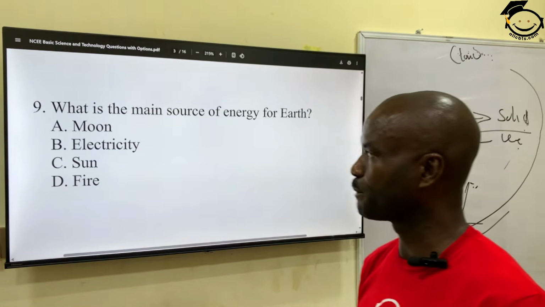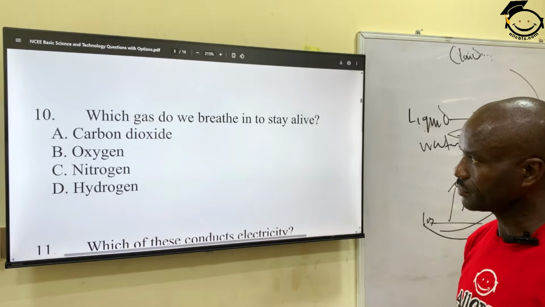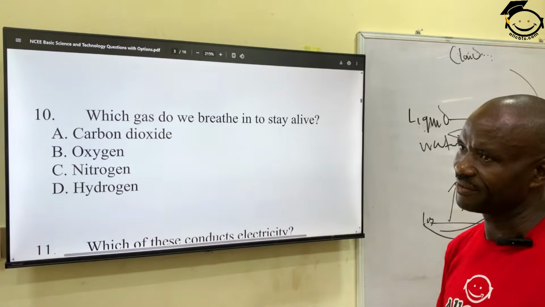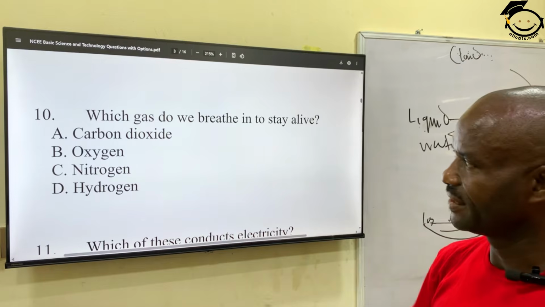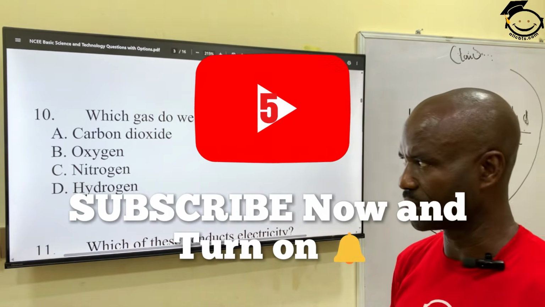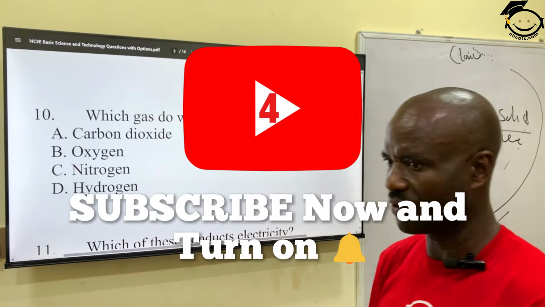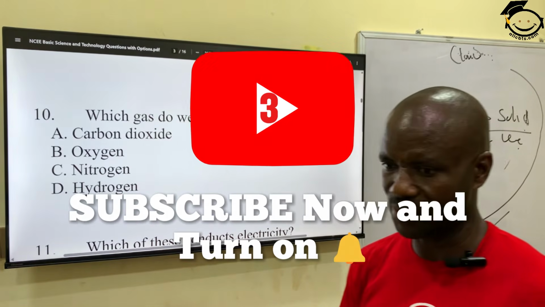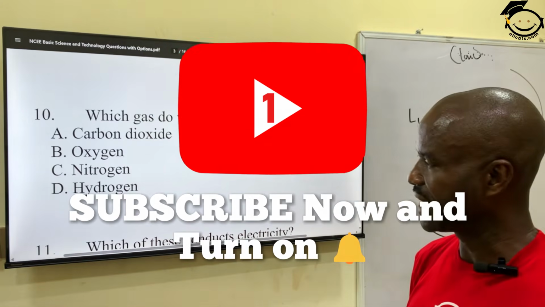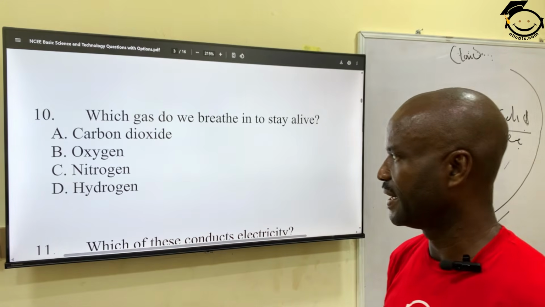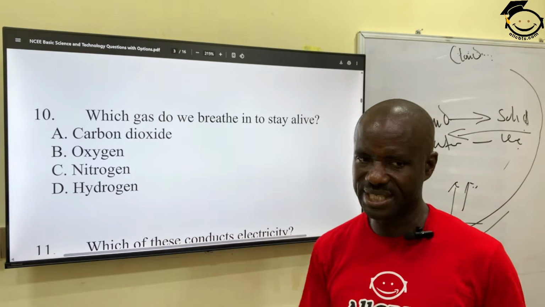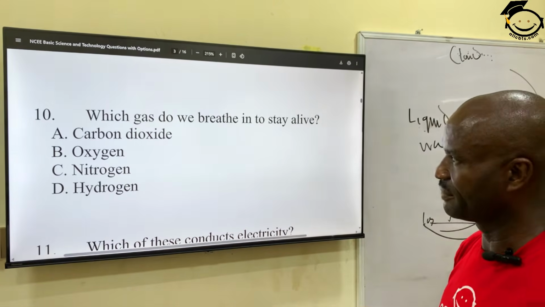Question 10. Which gas do we breathe in to stay alive? A, carbon dioxide. Carbon dioxide is a waste product, meaning we take it out of the body. It's not necessary. It's a poison to us. We mistakenly take it in. Oxygen, B. Nitrogen, C. Then D, hydrogen. The correct answer is B. We take in oxygen to stay alive.